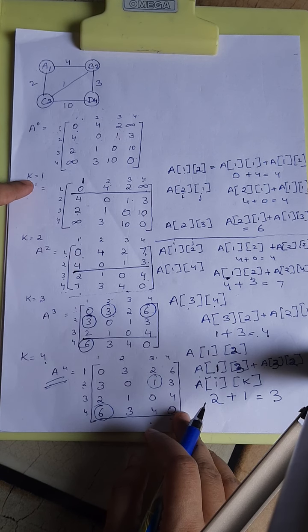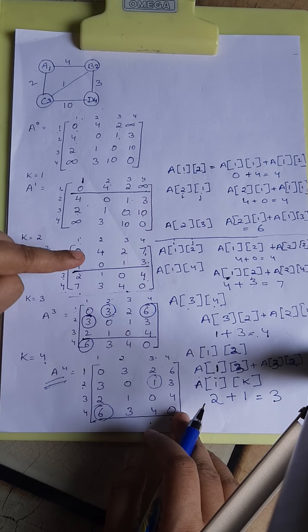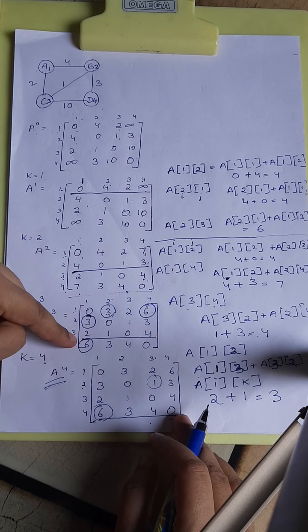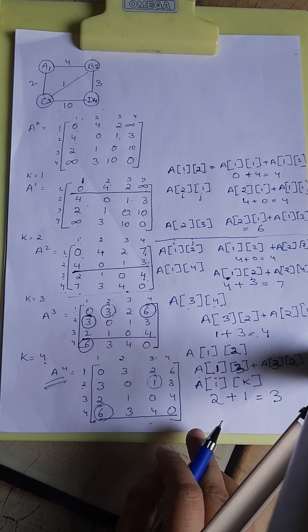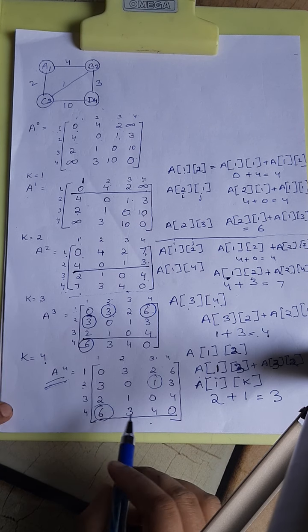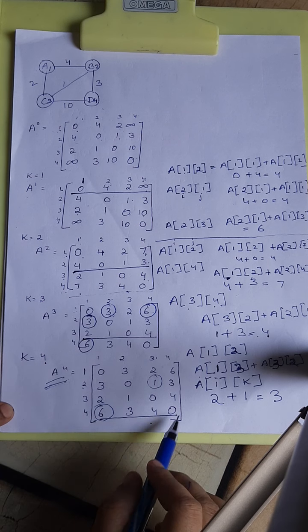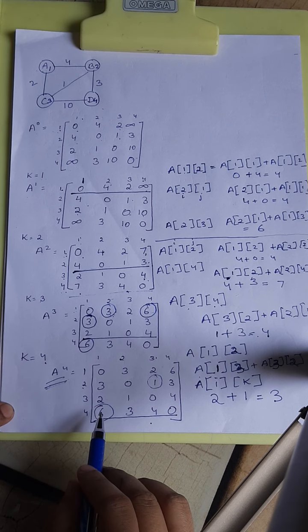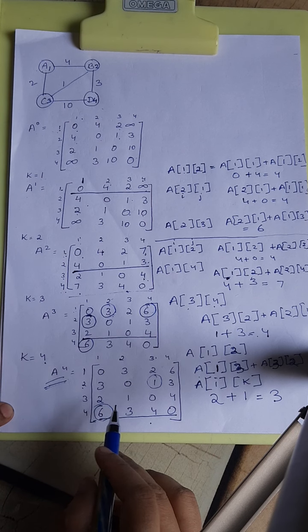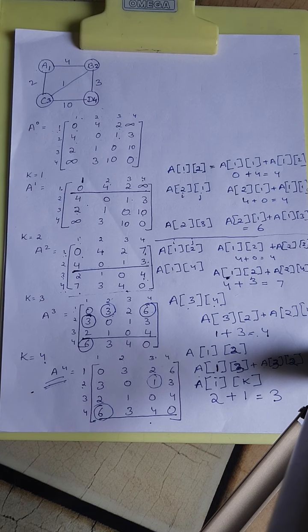When you are taking k equals to 1, the first row will be left. When you are taking k equals to 2, second row will be left. When k equals to 3, third row will be left. So at the last, you'll get the matrix which must be containing shortest path between all pairs of vertices. So A4 contains shortest path to all other vertices.